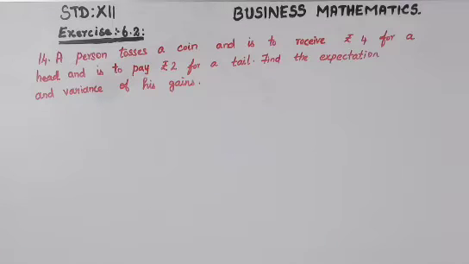Standard 12th Business Mathematics, Exercise 6.2. 14th question. A person tosses a coin and is to receive rupees 4 for a head, is to pay rupees 2 for a tail. Find the expectation and variance of his gains.